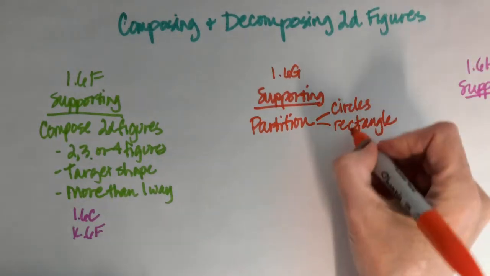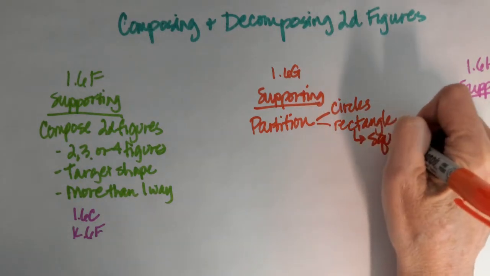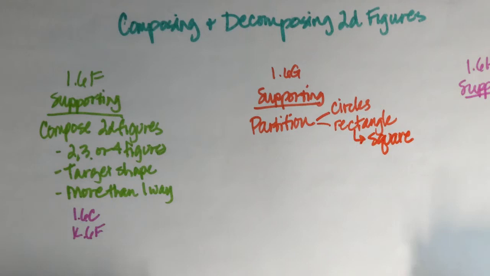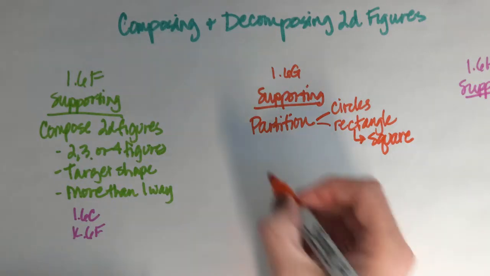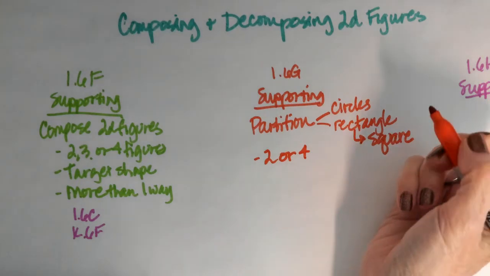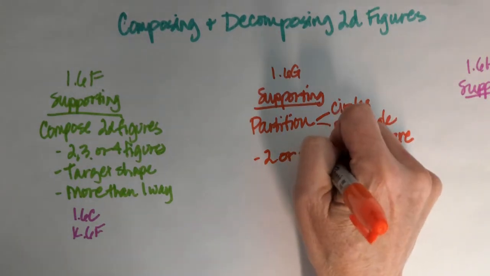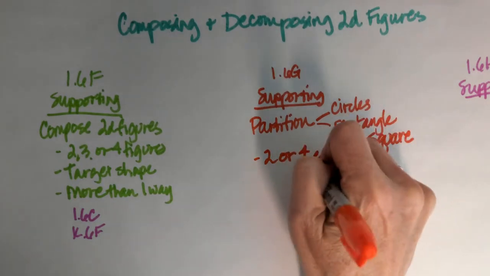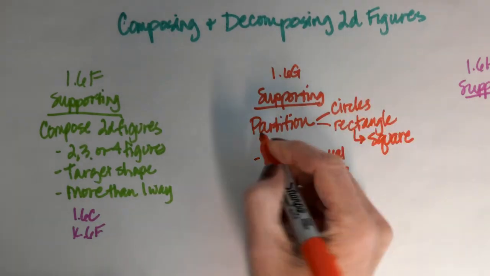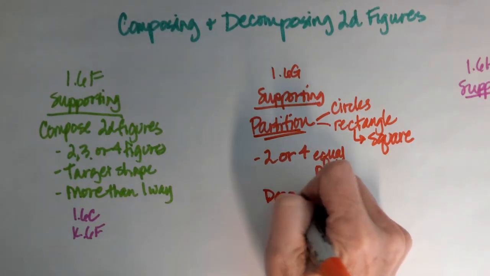And I need to remember that a rectangle has a special friend. That's a square. A square is a rectangle. And this says into 2 or 4 fair shares or equal parts. Do we do 3? Nope. Do we do 6? Nope. 2 or 4 equal parts. Here comes the other verb. Here was partition. Then we have to describe the parts.